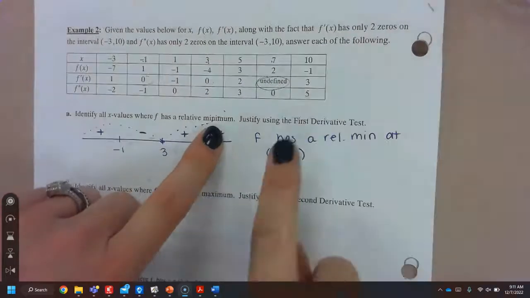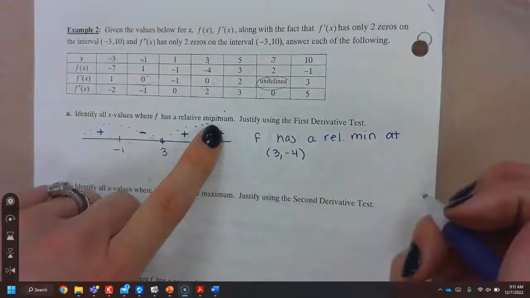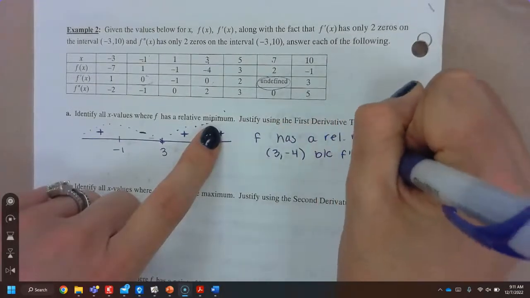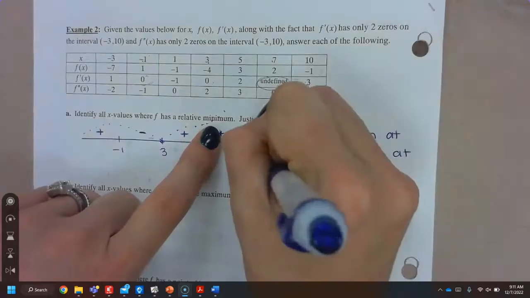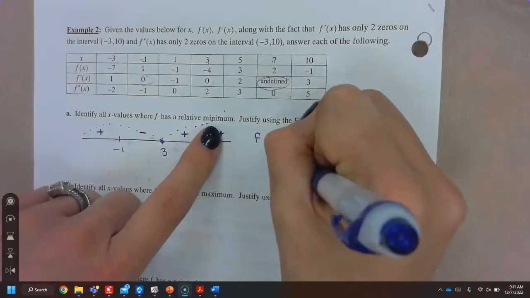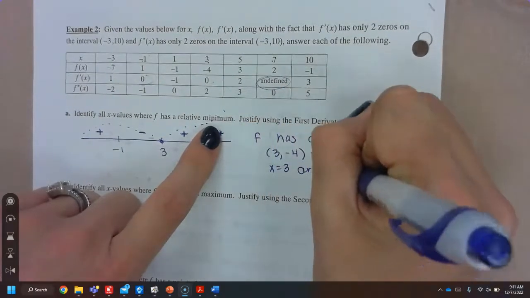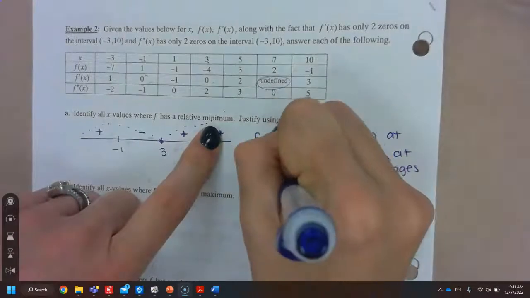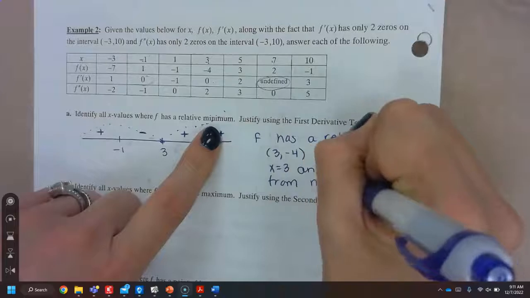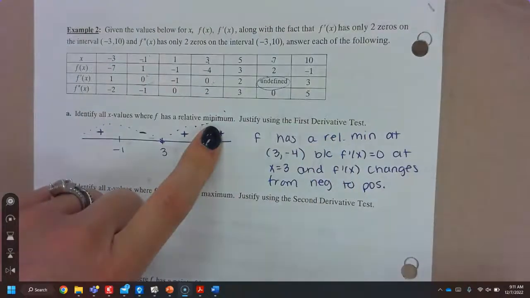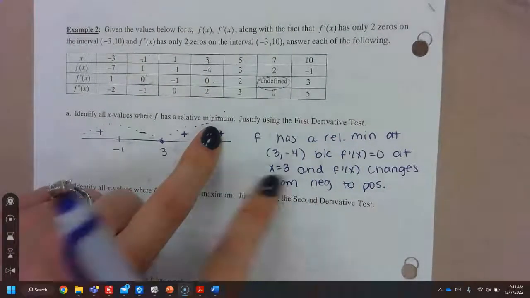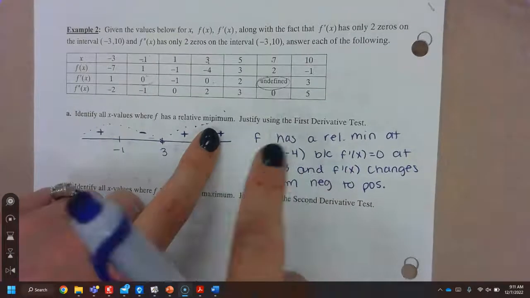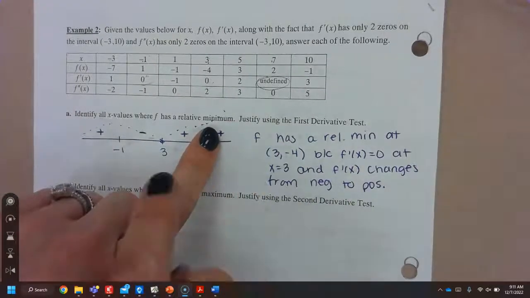And then I would say f has a relative min at 3, -4, because f prime of x equals 0 at x equals 3, and f prime of x changes from negative to positive. Or instead of saying f prime of x changes from negative to positive, you could say, because f prime of x changes from negative to positive, f of x goes from decreasing to increasing.